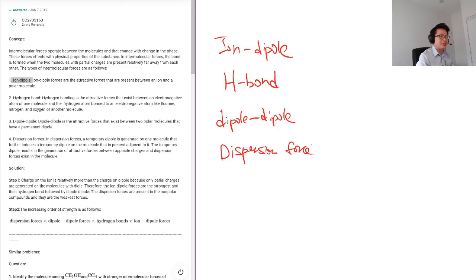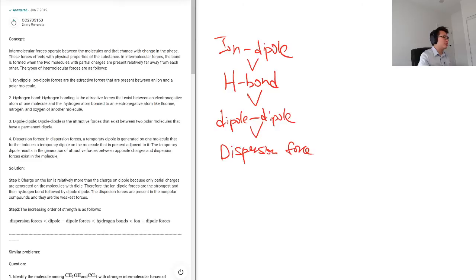First of all, for this question, we are looking at the general trend, because sometimes, if you change the condition a little bit, this order may not be correct. But we are not going to pay attention to that specific example. So the general trend shows that ion-dipole is stronger than hydrogen bond. Hydrogen bond is stronger than dipole-dipole interaction, and dipole-dipole interaction is stronger than dispersion force.